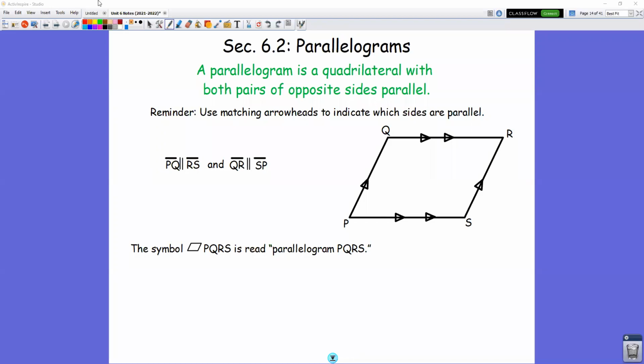Hello, and this is the video for section 6.2 and 6.3 on parallelograms. And so let's go ahead and get started.